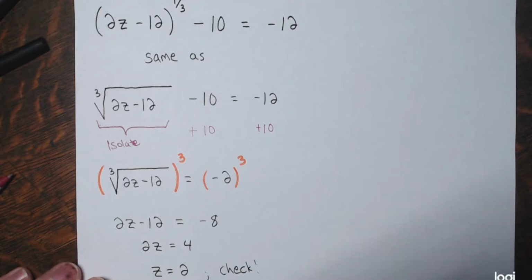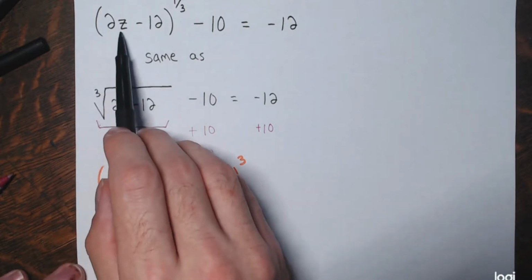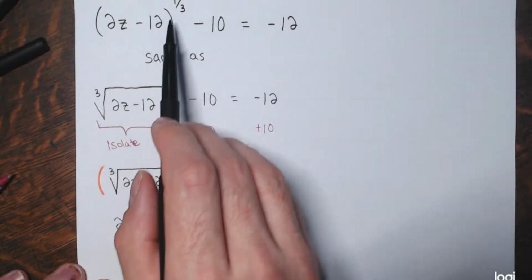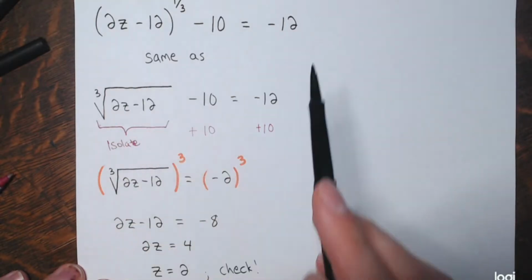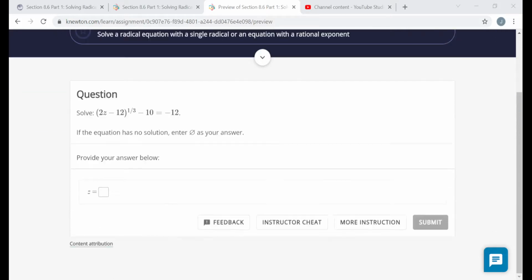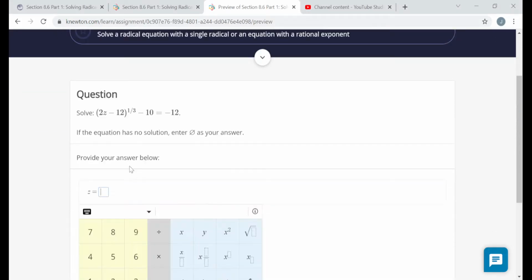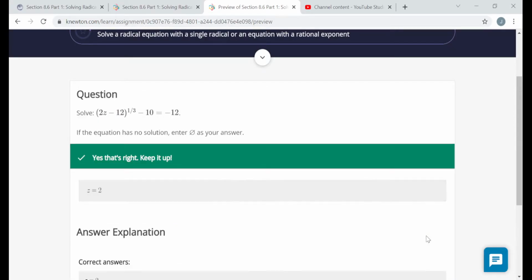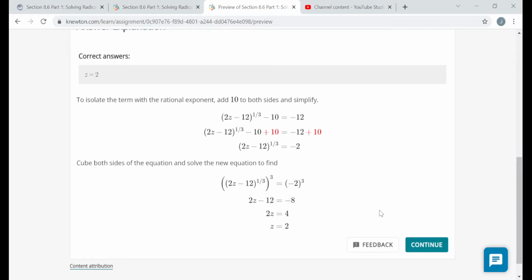Now if I put 2 in for z, we'd have 4, then minus 12 is negative 8. Negative 8 to the 1/3 power is the cube root of negative 8. That'd be negative 2, minus 10 is negative 12. That totally works. You'd have negative 12 on the left, negative 12 on the right. So positive 2 is a valid solution here. But please don't forget to check your answers back in the original equation. So z equals 2. Wonderful. And again, please read your answer explanations.